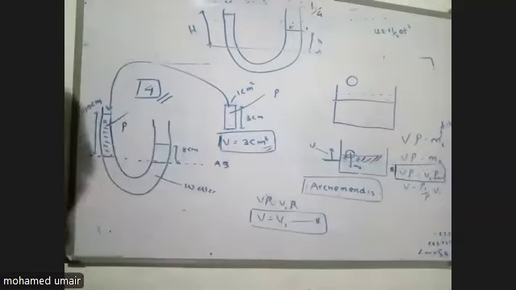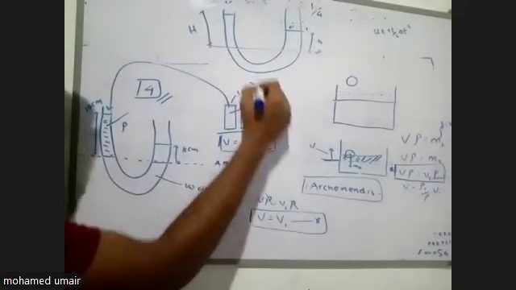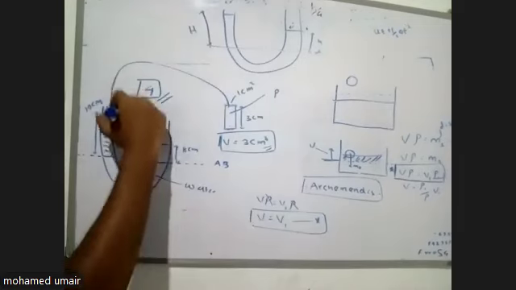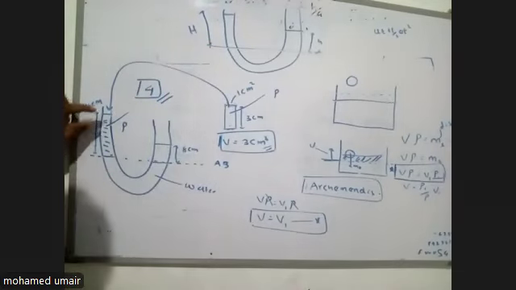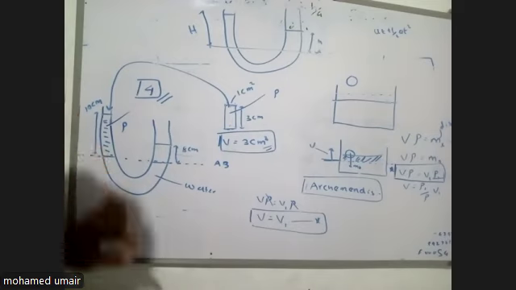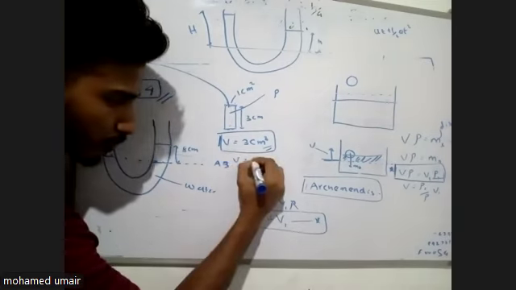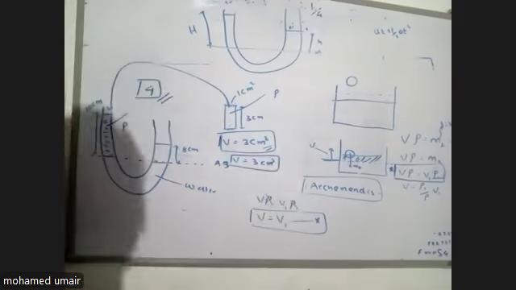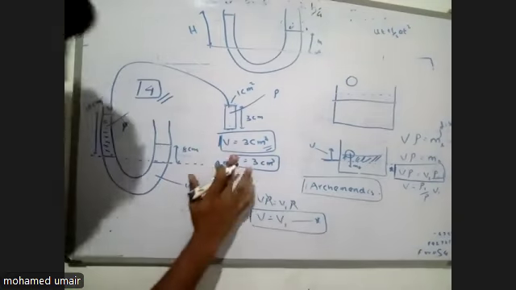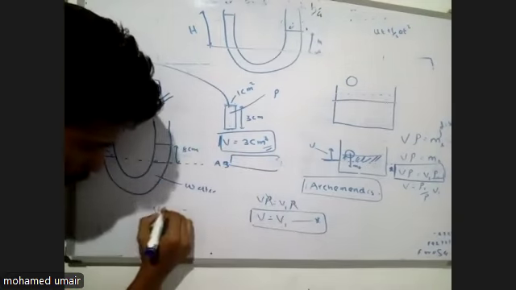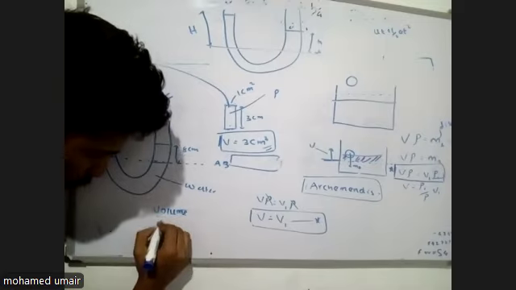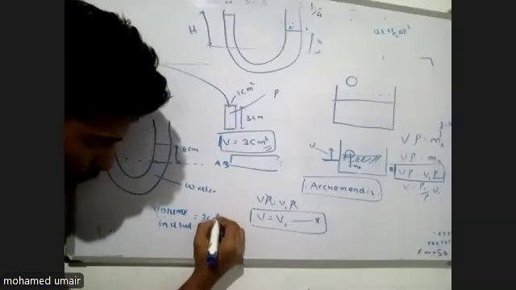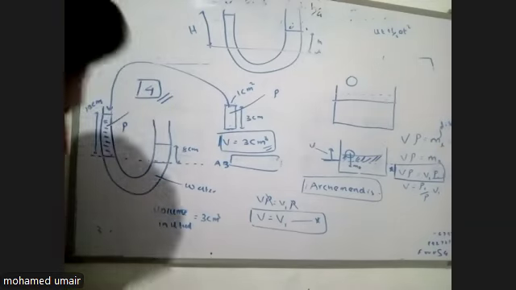So you should understand the volume of this rod P is 3 centimeter cube. When I enter this onto here, the volume displaced in the U-tube will also be 3 centimeter cube. Volume displaced in U-tube, that is also 3 centimeter cube. We get this conclusion from here, okay?